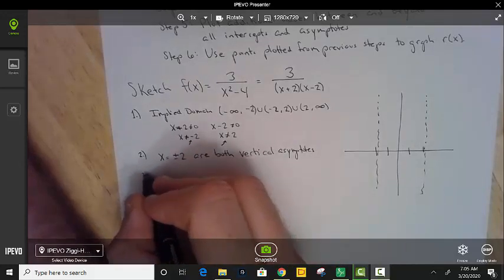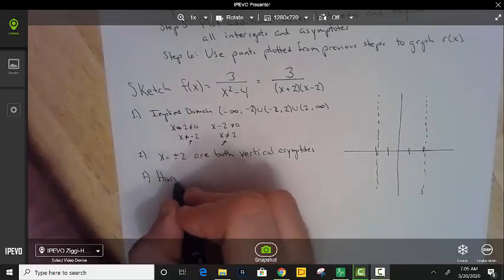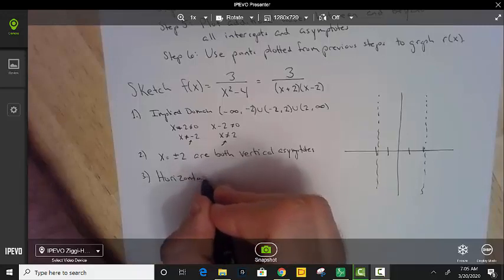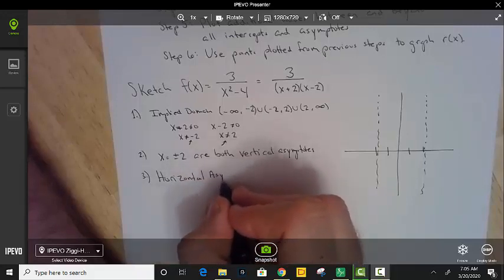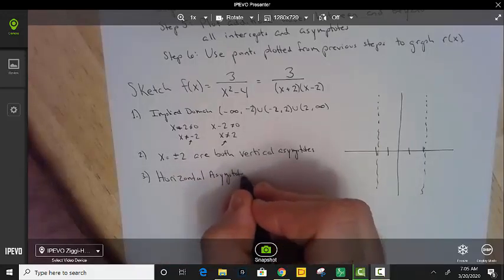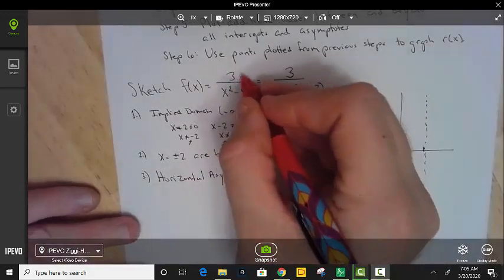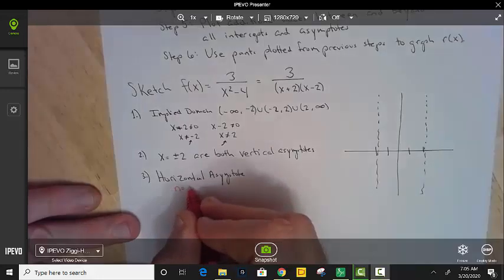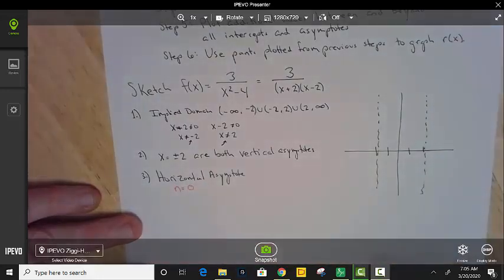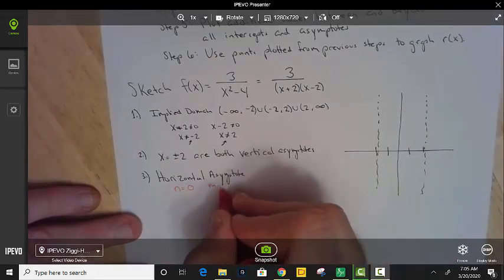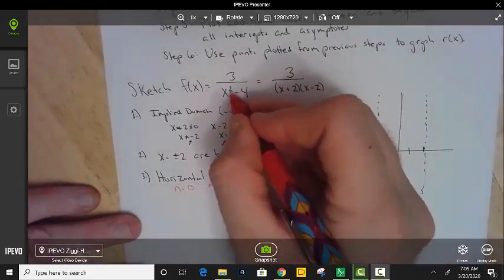Alright, step 3 is going to be our horizontal asymptote. And if you remember from the last video, to find the horizontal asymptote, you compare the degree on top and the degree on the bottom. Now on the top, there is no variable, so the degree is 0. And then on the bottom, the degree is 2.